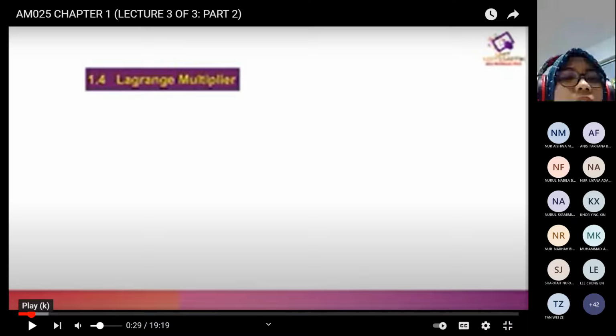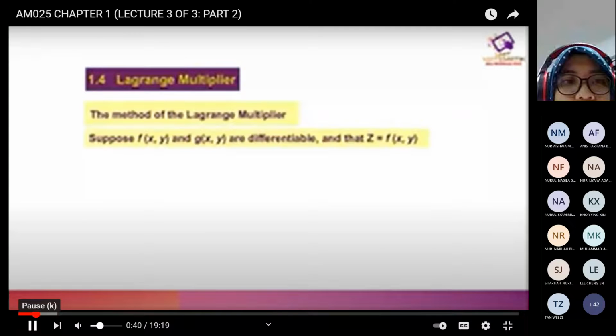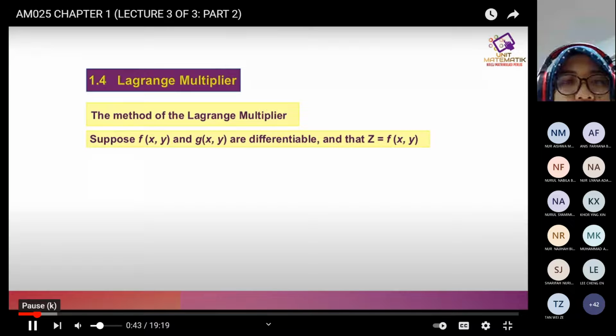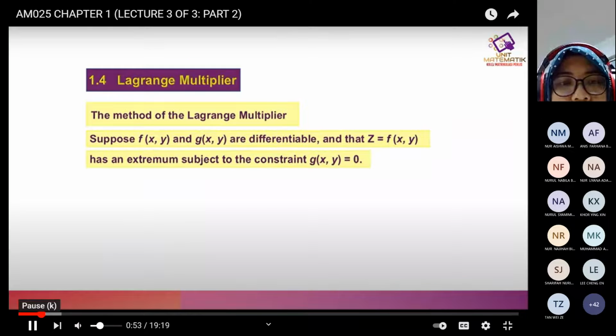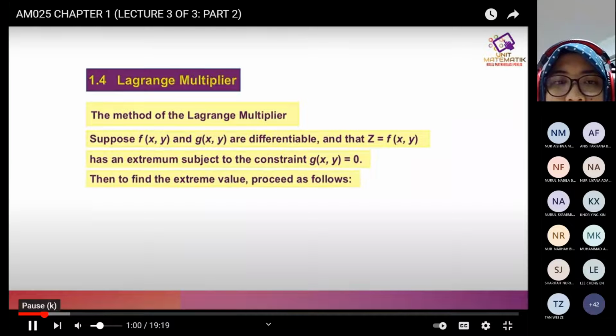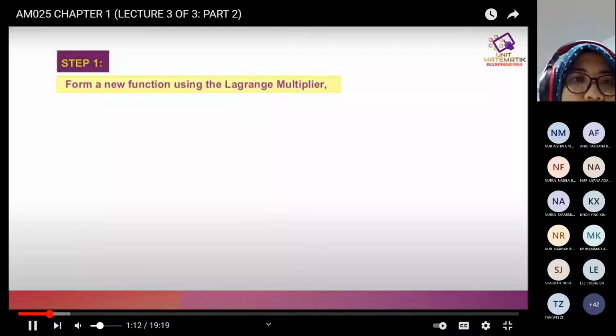Kamu tak mendengar lagi Lagrange multiplier. Point and maximum value, Lagrange multiplier. We call maximum or minimum of the function based on its function and the constraint. The method of the Lagrange multiplier: suppose f(x,y) and g(x,y) are differentiable, and then z equals f(x,y) has an extremum subject to the constraint g(x,y) equals to 0. Then, to find the extremum value, the Lagrange multiplier.